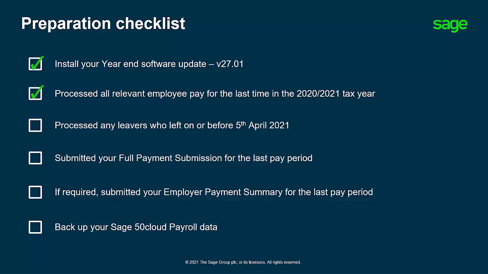of April. You should process any leavers who left on or before the 5th of April and have submitted your full payment submission for the last pay period. If required, you should submit your employer payment submission for the last period if you need to let HMRC know about any difference in payment amount that you submitted on the full payment submission. And lastly, make sure that you take a backup of your Sage 50 Cloud Payroll data.